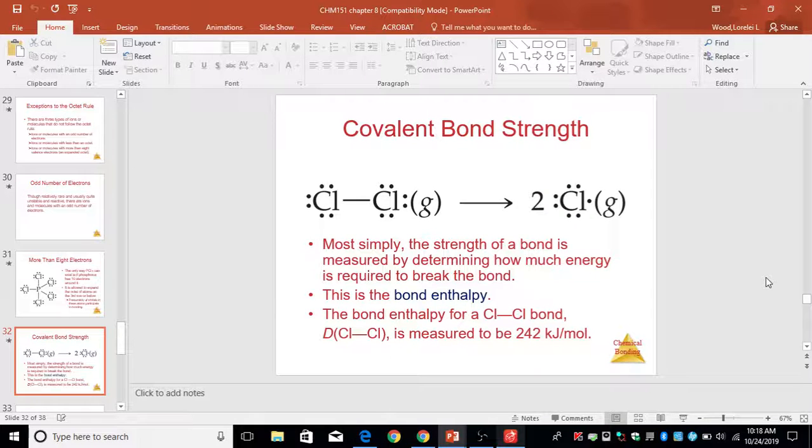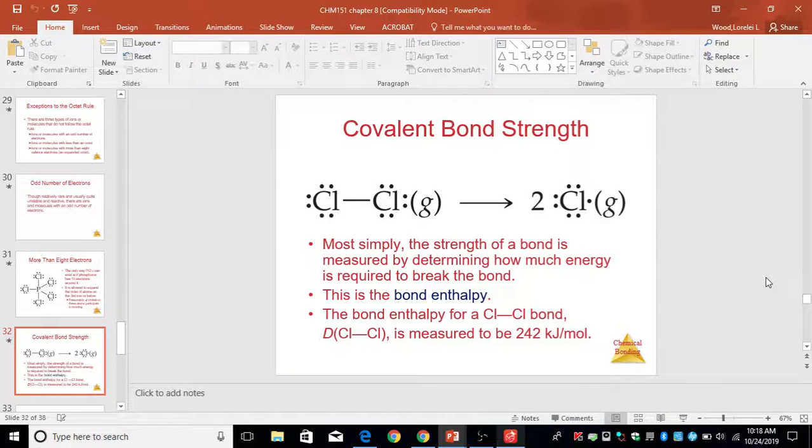All right, so covalent bond strength. Now we get into covalent bonds, which are when electrons are shared. Remember we talked about lattice energy. Lattice energy is in relation to what kind of compound? Ionic. So when we discuss lattice energy, you're talking about the crystal structure of ionic compounds.